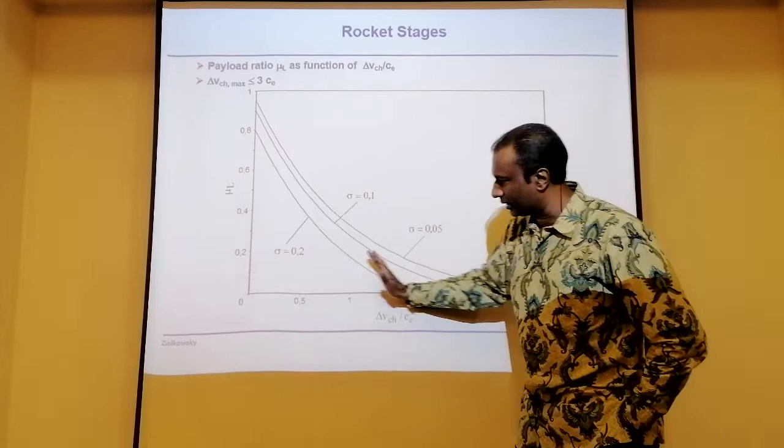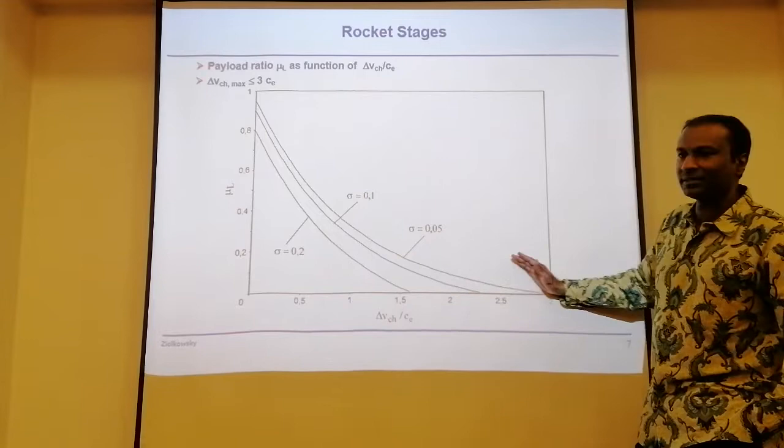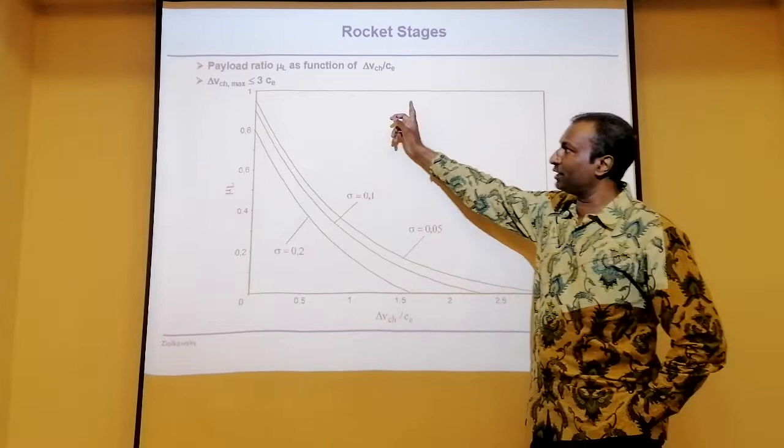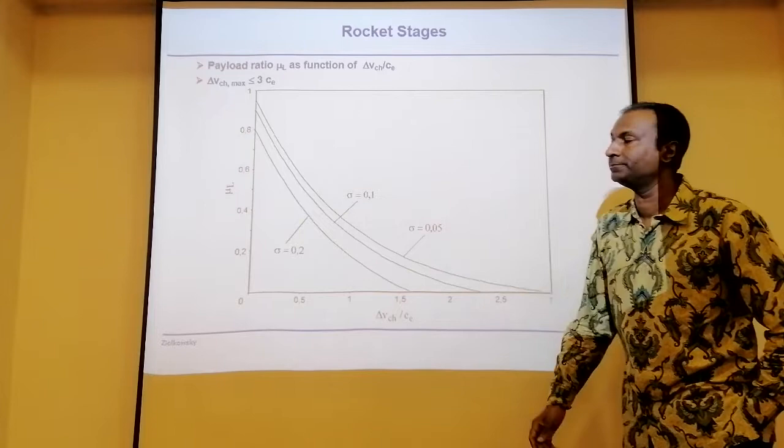Sigma is lesser, delta V is getting better. Delta V is getting better for the same CE, for the same engine. This is what happens when you play around with the sigma. Go on. Alright. Now, this is a series rocket.